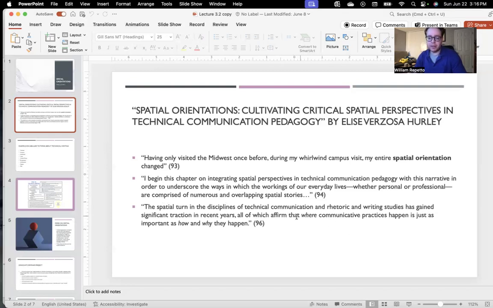And then we get three really important terms here, right? We affirm that where communicative practices happen is just as important as how and why they happen. So again, if we're thinking about what I brought up earlier, that idea of moving somewhere new, maybe moving to campus for the first time, maybe this is just as important to you as how you're going to approach an assignment and why you're approaching it in a particular way.